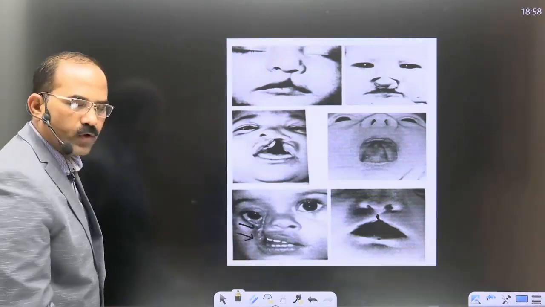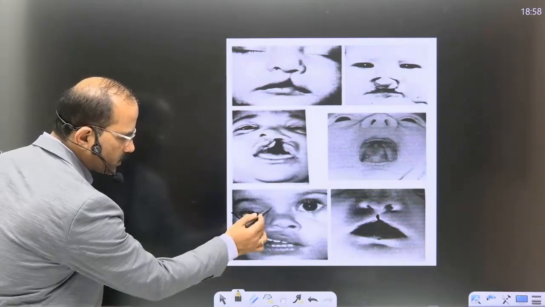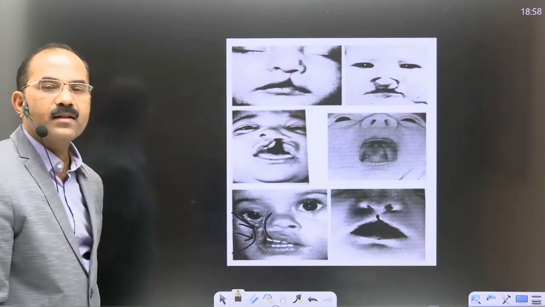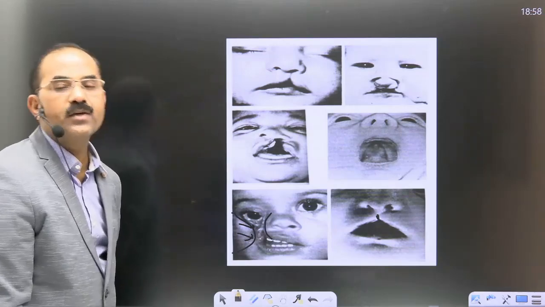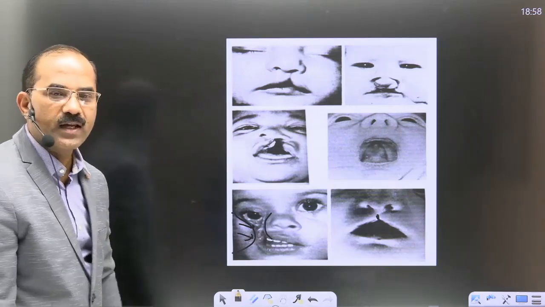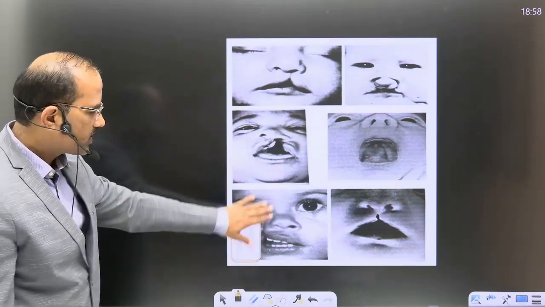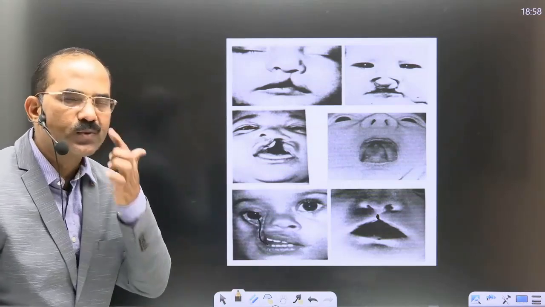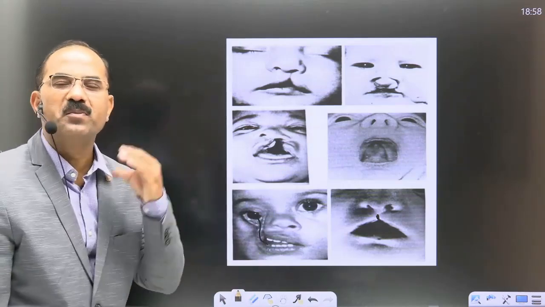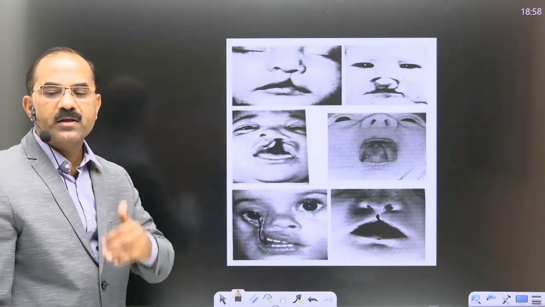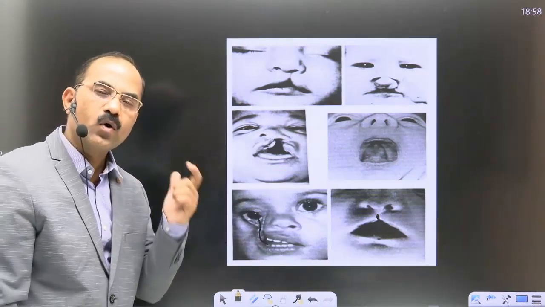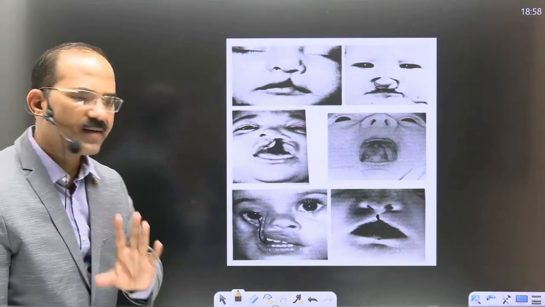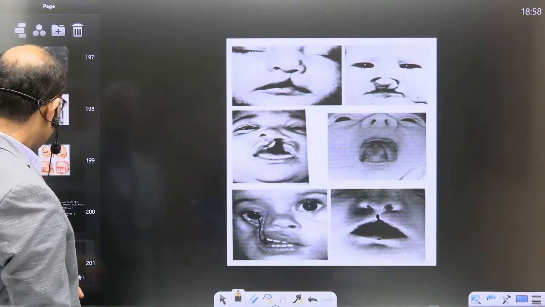This is non-fusion of the maxillary process with the lateral nasal process, and this is what we call the oblique facial cleft. If there's an oblique facial cleft, there's a duct here which is exposed, which runs from the eye to the nose. That's the nasolacrimal duct. So the nasolacrimal duct is exposed in case of oblique facial cleft. Clear, students? I hope this is clear to all of you.